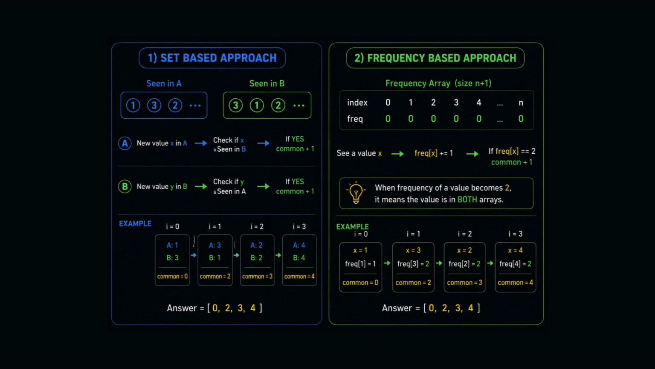Same logic works when we process B. This approach feels natural because it matches how we think in real life. We are just checking whether the other side has already seen this value before.